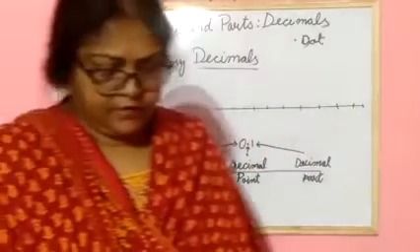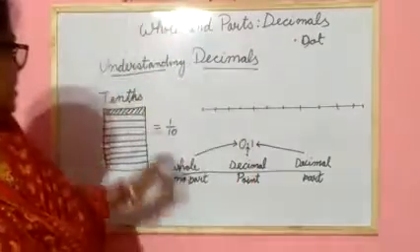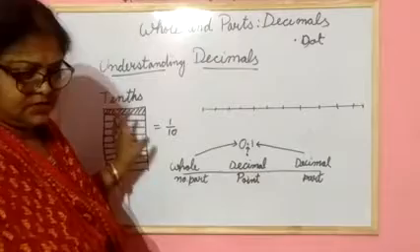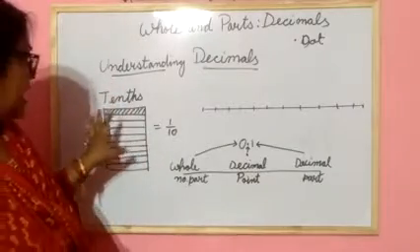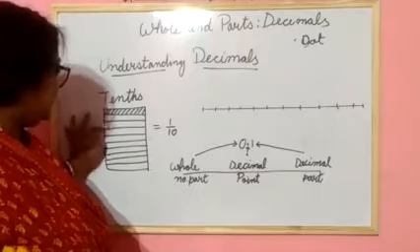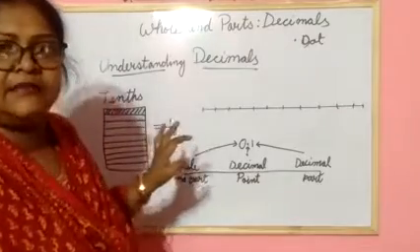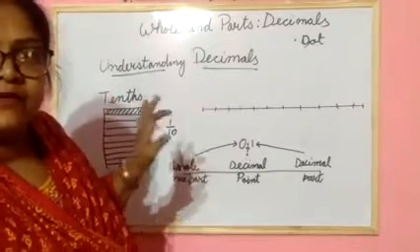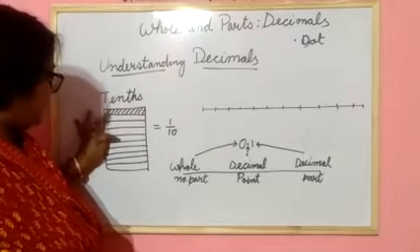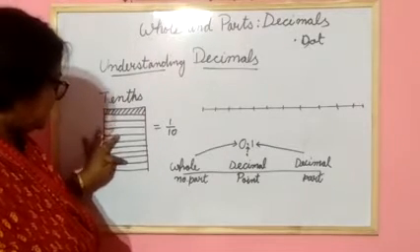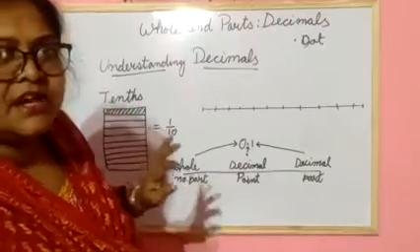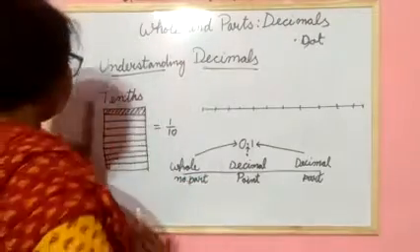Now what you will see here is the whole part. This is known as a whole part, and this whole part I have divided into 10 equal parts. Understood? 1, 2, 3, 4, 5, 6, 7, 8, 9, 10. How many parts are there? 10 parts.